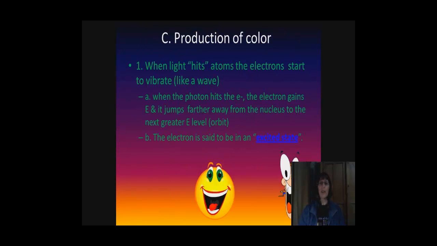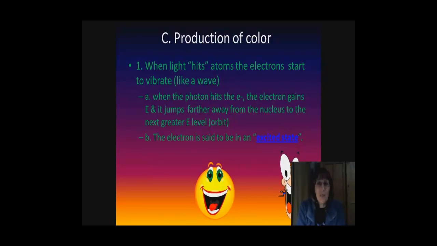Alright, capital letter C, the production of color. This is where it gets really, really intense. If you can get through this the first time and kind of get an idea of what's going on, that's great, because it's really complex information here. So, how do we get color?